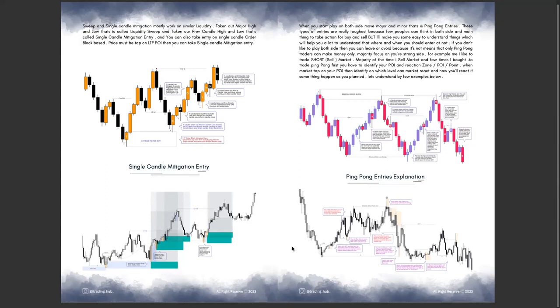Simple, right? But don't make it complicated, and don't trade ping pong and the stuff entries from the first day. First thing, yes, this is the inducement. First thing is marking the structure. Okay, once you start mapping the structure correctly, then start identifying the inducement. Okay, focus on one point at a time.